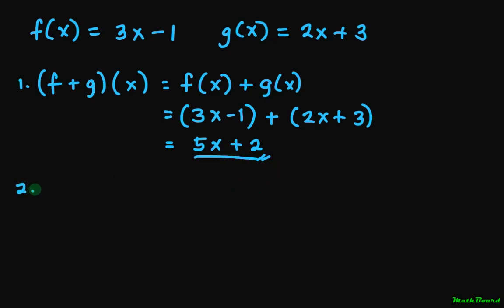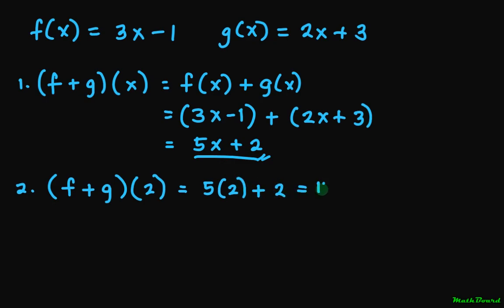Let's say the problem is f plus g of 2. Also, you can just substitute 2 here to find the value of f plus g of 2. Therefore, we have 5 times 2 plus 2, which is equal to 5 times 2, 10 plus 2 equals 12.